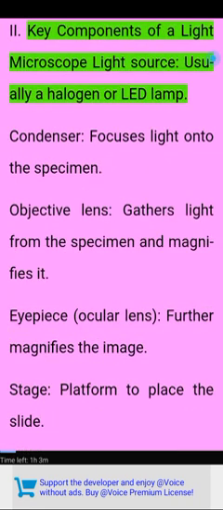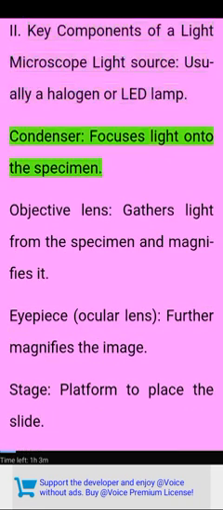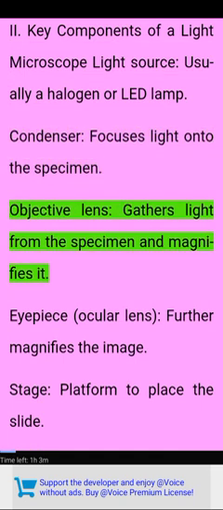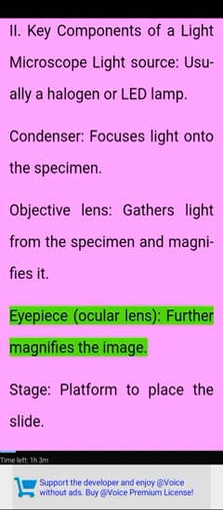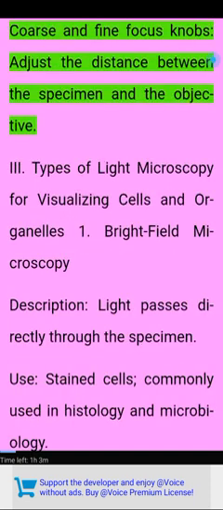2. Key components of a light microscope. Light source, usually a halogen or LED lamp. Condenser, focuses light onto the specimen. Objective lens, gathers light from the specimen and magnifies it. Eyepiece, the ocular lens, further magnifies the image. Stage, the platform to place the slide. Coarse and fine focus knobs adjust the distance between the specimen and the objective.